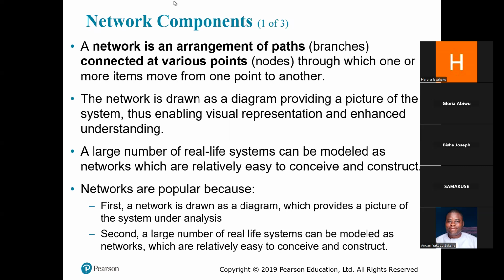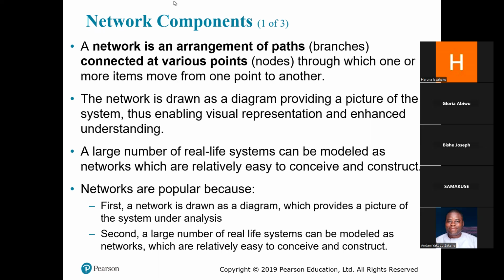So usually we draw the network as a diagram so that we can provide a clear picture of how the system looks and how the system does work. So with the network diagram, you can have a pictorial view and representation of the network so that you can have a better understanding of what is going on within the system.